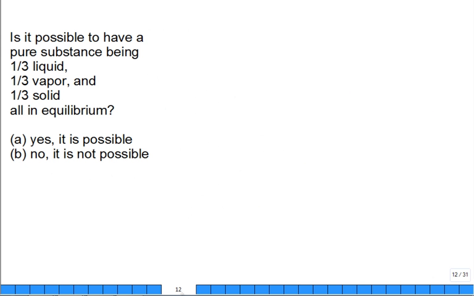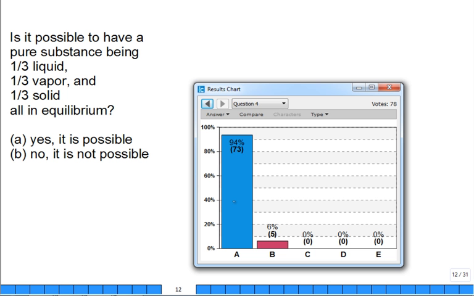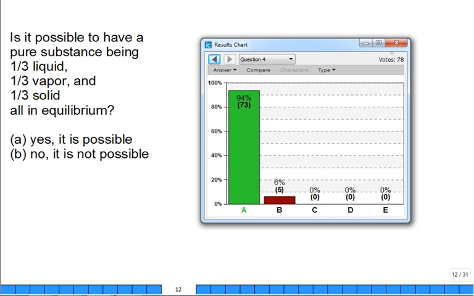Let me ask this clicker question, last one for today. Is it possible to have a pure substance being 1/3 liquid, 1/3 vapor, 1/3 solid, all in equilibrium? Yes or no? And it would all be at that triple line condition. Okay? Answer A. All right.